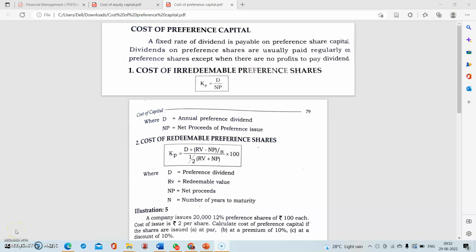Hello, good morning. Today we are going to see cost of preference capital. So what is preference share capital?